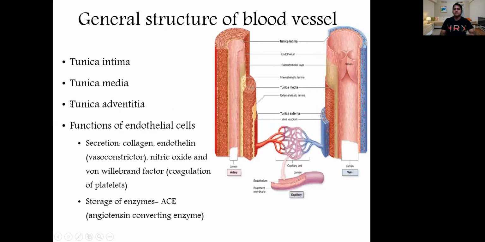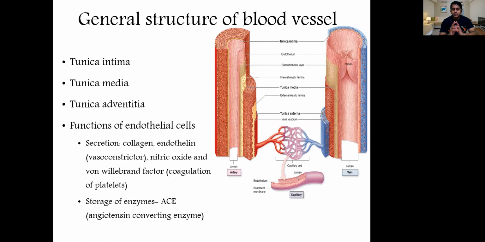So let us begin with the general structure of a blood vessel. The blood vessel as a whole, whichever blood vessel I say, an artery or a vein, has three different components. One is the tunica intima. This is one of the layers, called the tunica intima. It is the inner layer. The middle layer is called the tunica media, and the outermost layer is called the tunica adventitia. The tunica intima is lined by a simple squamous epithelium.